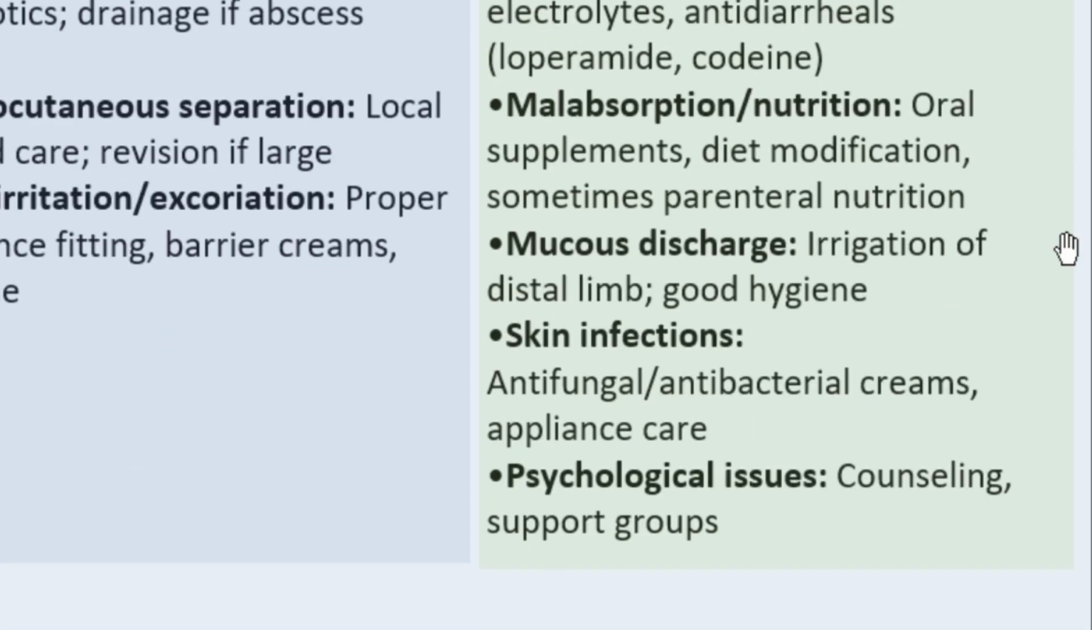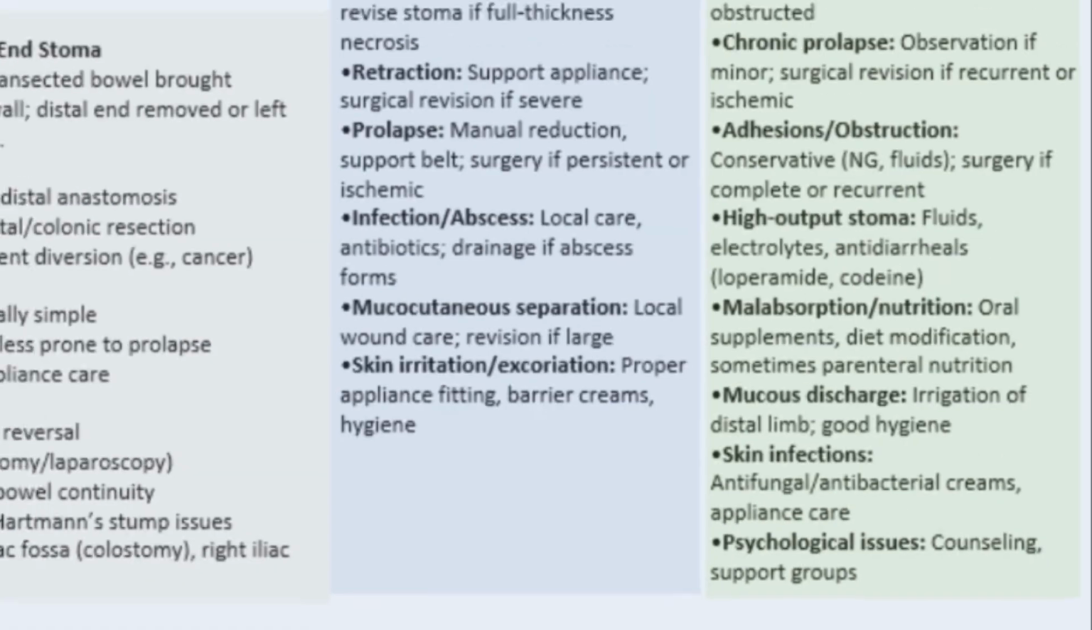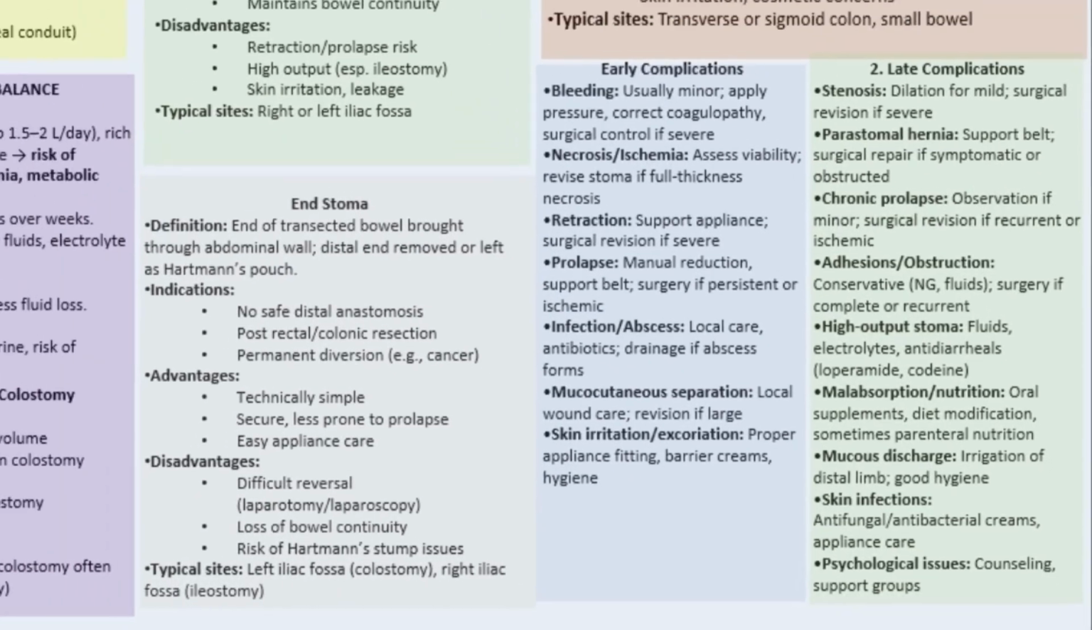like octreotide. We can have another complication, which is malabsorption, and this malabsorption, we can correct it by giving oral supplements, diet modifications, parenteral nutrition. We can have mucus discharge, which we can manage by irrigation of the distal limb and good hygiene. You can have skin infections. And most importantly is the psychological impact on the patient who have had stomas.